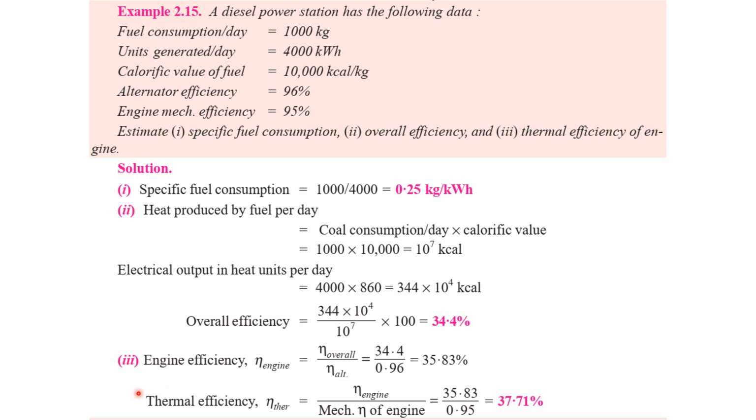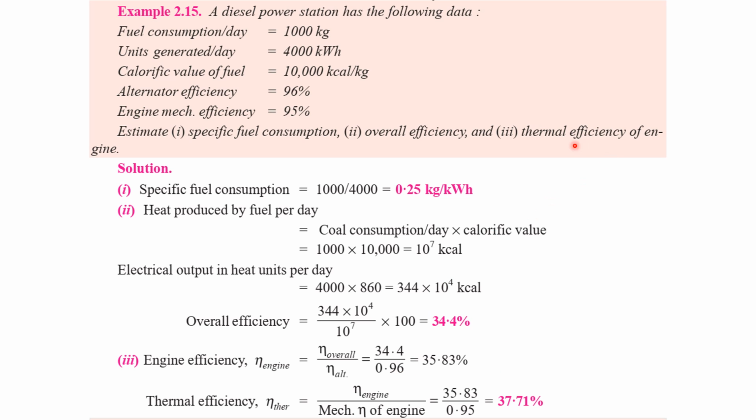efficiency. Then engine efficiency is given to you, that you can find out. Engine efficiency is not given to you, but overall efficiency has been calculated, and you also know the alternator efficiency. So engine efficiency can be found by dividing the overall efficiency by the alternator generator efficiency. So engine efficiency comes out to be 35.83%.